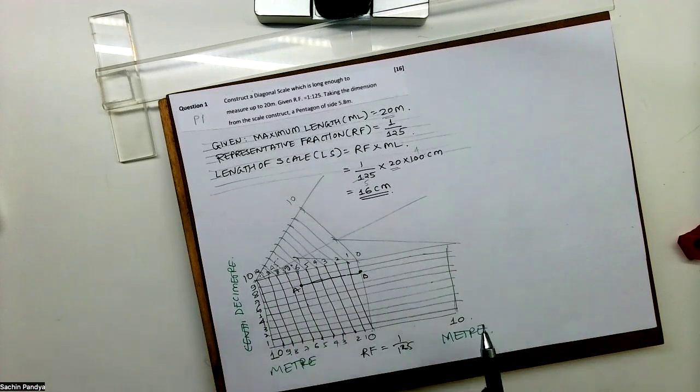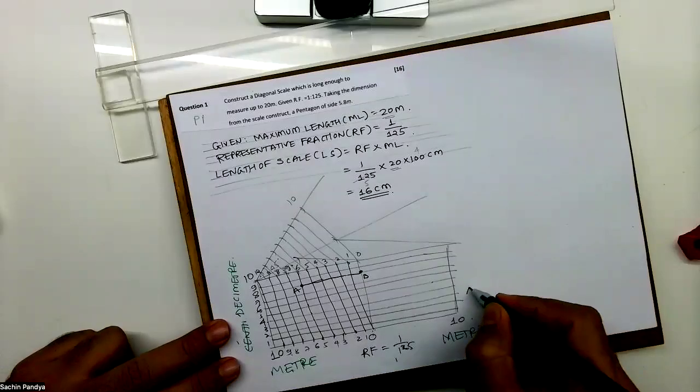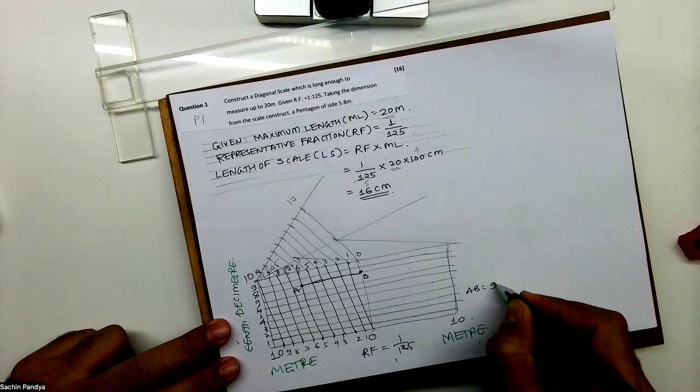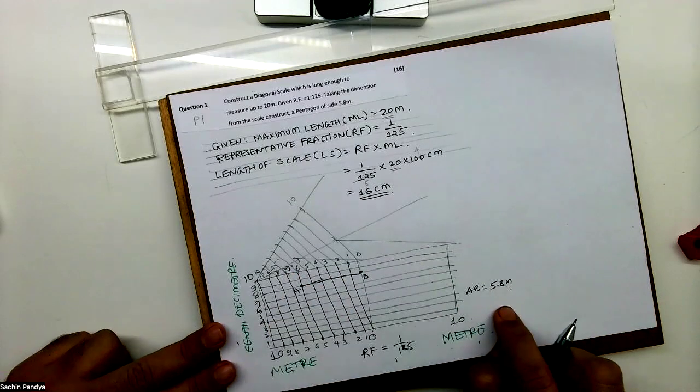You have to show the division. You have to show this dimension. 1, 2, 3, 4. These 4 parts are important: meter, meter, decimeter, and RF. And you have to show AB. How much is AB? AB is 5.8 meter.